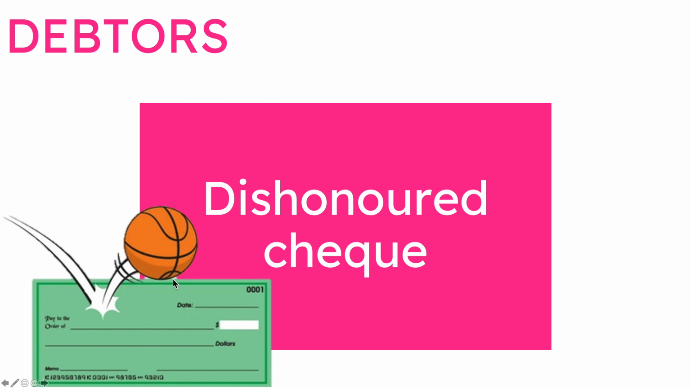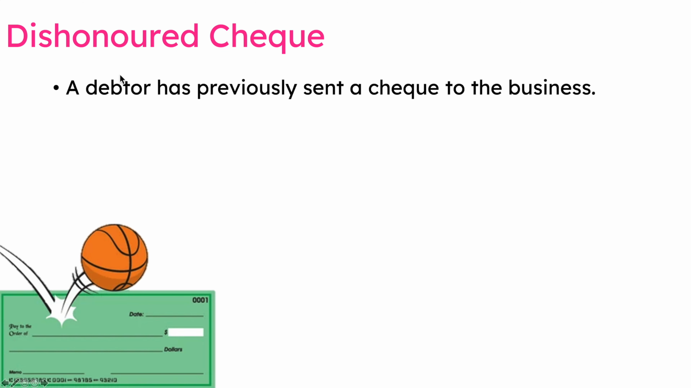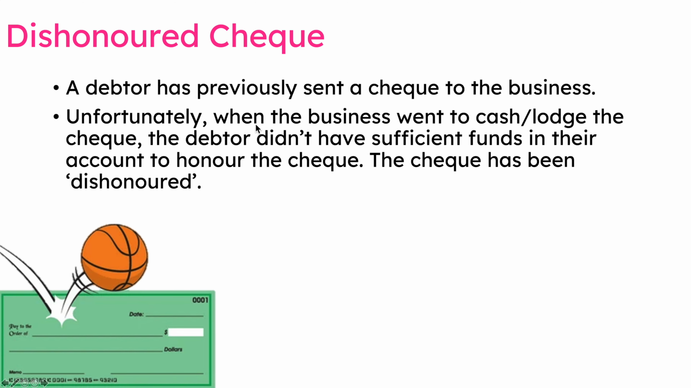Okay, now we look then at a dishonoured cheque. So what is a dishonoured cheque? A debtor has previously sent a cheque to the business. Unfortunately, when the business went to cash or lodge the cheque, the debtor didn't have sufficient funds in their account to honour the cheque. So the cheque has been dishonoured.